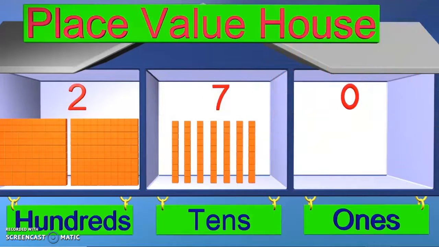Great job. To get the 2 in the hundreds place, we need 2 hundreds blocks. And to get the 7 in the tens place, we need 7 tens blocks. And we have 0 in the ones place. So remember that when the numbers are in different places, they have different values. And knowing this will help you understand the difference between large and small numbers.